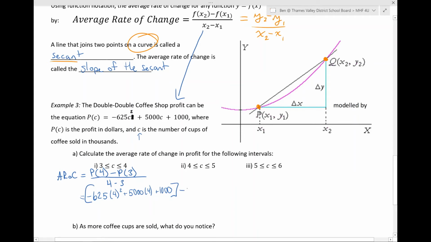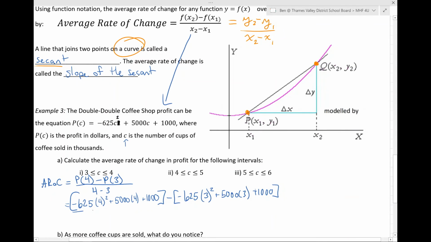Then we need to calculate P at 3. Well, that's negative 625 times 3 squared plus 5,000 times 3 plus 1,000. And we can put this into our calculator, and I know it's nice and long. We might have to do it in a few steps, and that's okay. But all of this will be divided by 4 minus 3, and that just equals 1. So at this stage, we can remove that denominator.